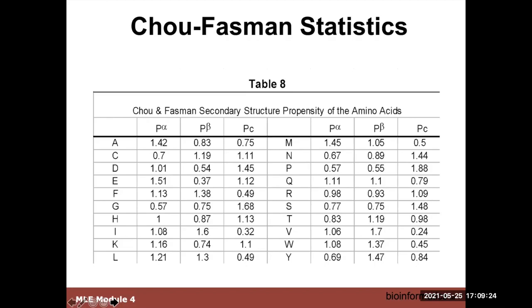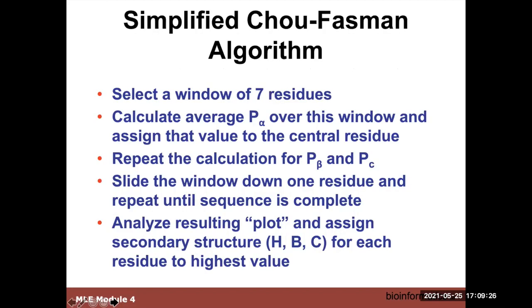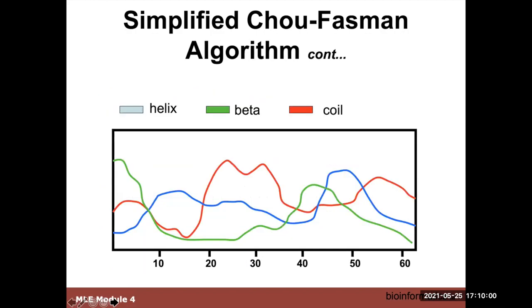And so using these tables of numbers, you can come up with a simple mathematical method. This is not machine learning, but it's a mathematical one where you take a stretch of seven amino acids, calculate the numbers for helix, beta sheet, coil, determine the average, and assign the middle residue, residue number 4, to that value. So you can do this for each of the alphas, the betas, and the coils. And then you can slide this window of seven residues through the entire length of the protein sequence. And then you can generate a plot, which is essentially the helical, beta sheet and coil propensity.